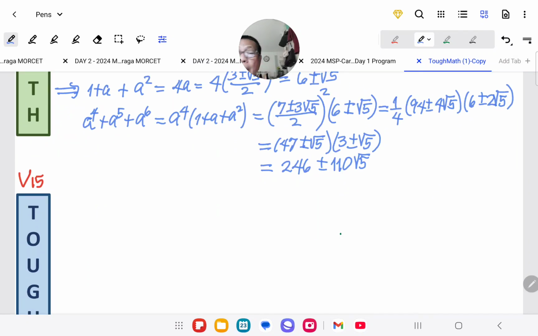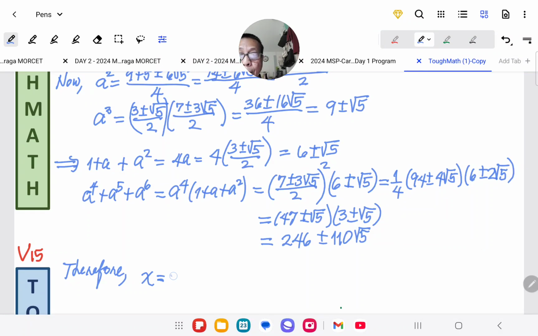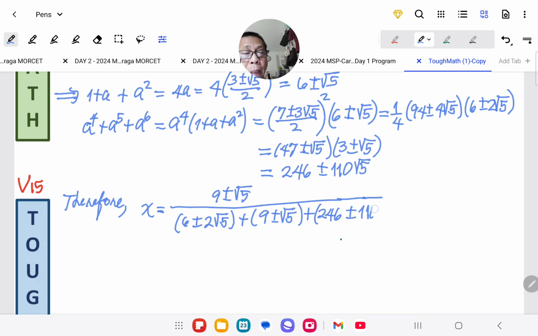Okay, therefore x is equal to, we substitute the values that we have computed earlier, so we have here 9 plus or minus the square root of 5, and then here we have 6 plus or minus 2 square root of 5, plus 9 plus or minus the square root of 5, plus 246 plus or minus 110 times the square root of 5.